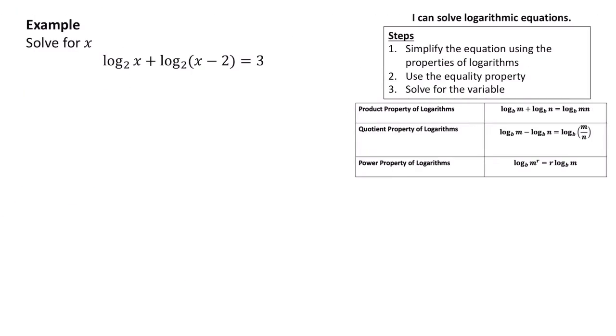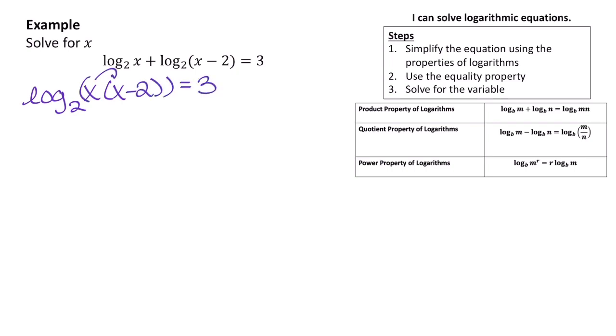So I also want to show you how to solve this equation. In this one, we are going to simplify using the properties. But notice on the right side, we don't have a log, right? We just have a whole number. So we're going to combine them using the product property. So we have the log base 2 of x times x minus 2, and then that is equal to 3.